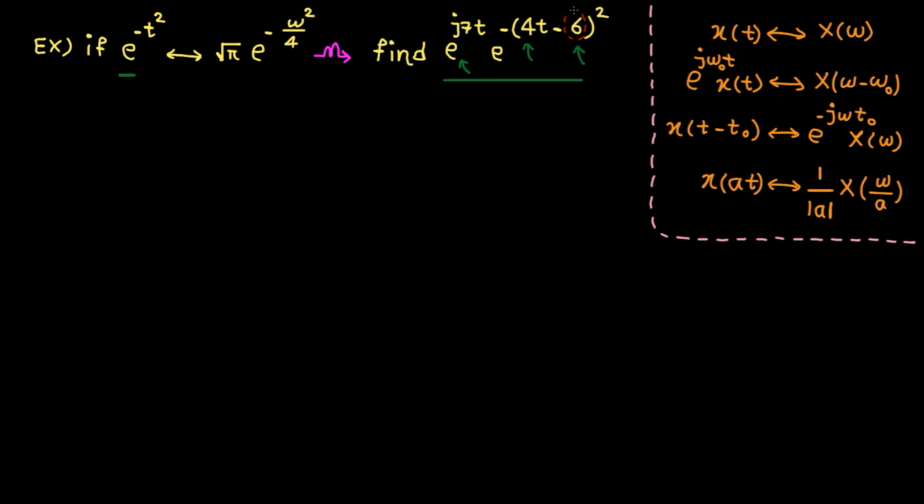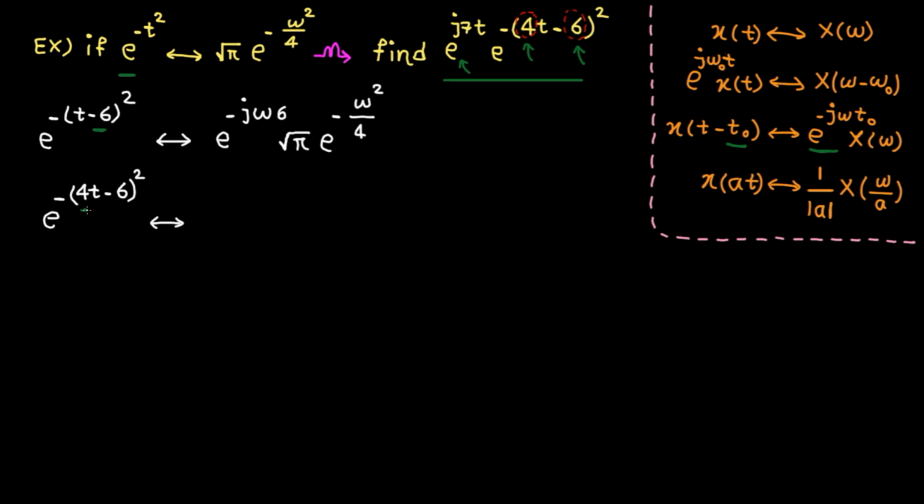Let's start with the time shift by 6 units. This is t0, so we just need to multiply the Fourier transform by this term. Here we go. Next step is time scaling by 4. So this is a, and we just need to multiply the Fourier transform by this factor. Also, we need to replace omega by omega over a, where a is 4. Here we go.